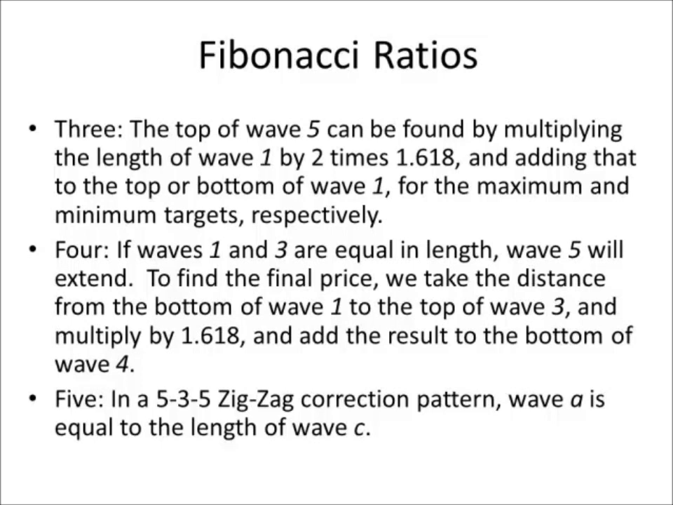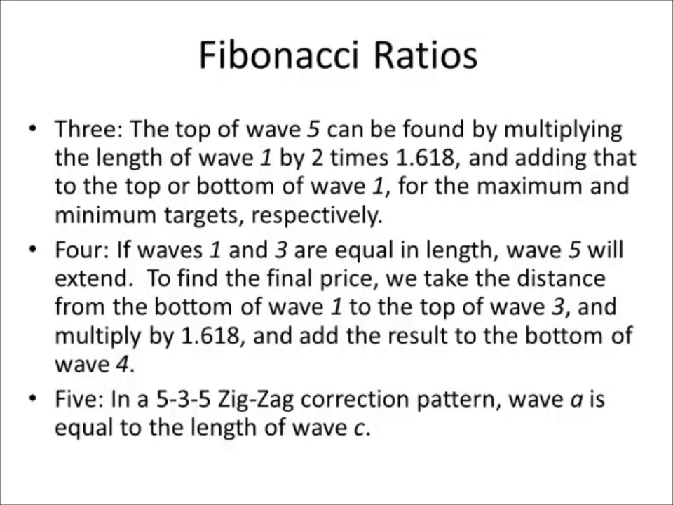So if waves 1 and 3 are equal in length, wave 5 will extend. If you remember, we said that if 2 of the impulse waves are equal, one of them will be extended. So once we see waves 1 and 3 being equal, we'll know that wave 5 is going to extend. To find the final price, we can take the distance from the bottom of wave 1 to the top of wave 3, multiply that distance by 1.618, the Fibonacci ratio, and then add that result to the bottom of wave 4. That gives us where we expect wave 5 to finish.